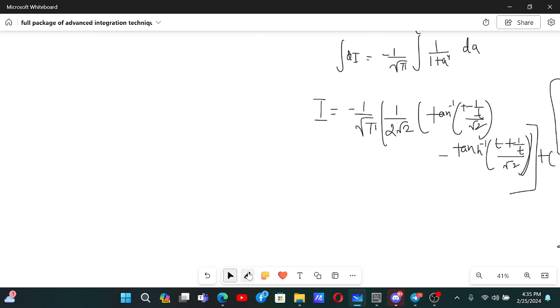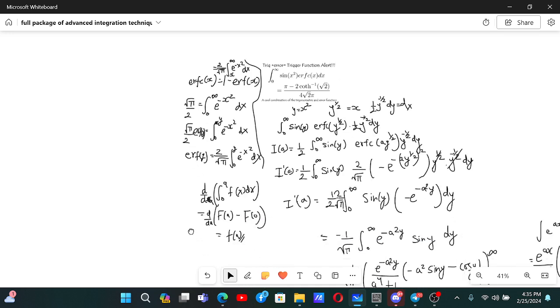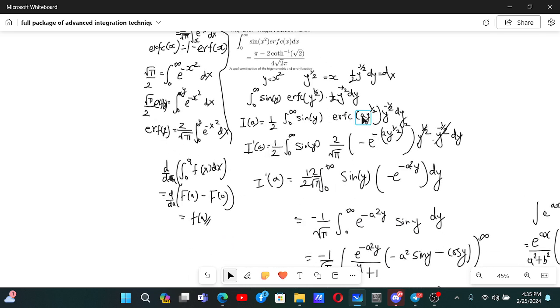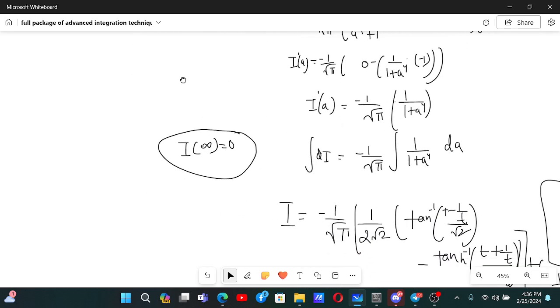For that you need to notice that I of infinity is actually 0. And how will you notice that? Basically, if you go to our initial integral over here, if we have a as infinity, we know that erfc of infinity is just 0, because erfc of x is the integral from x to infinity. Now erfc of infinity is the integral from infinity to infinity, and if both limits are the same, the integral is just 0. That's why I of infinity is 0.